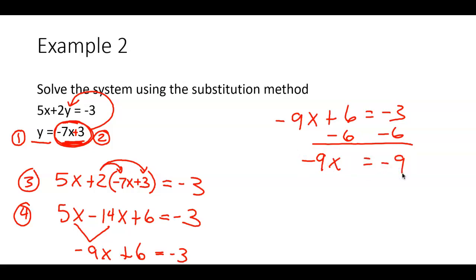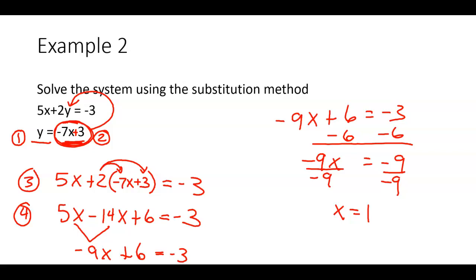Oh, yeah. And now we divide. And what is x equal? 1. Okay. I'm not done. Why not? Because you still have another step. That's true, because it's on the paper, there's another step.